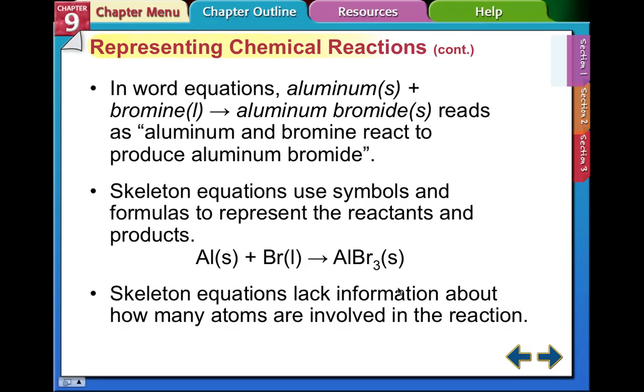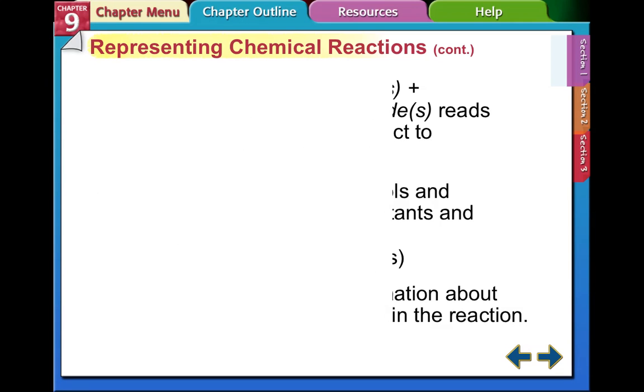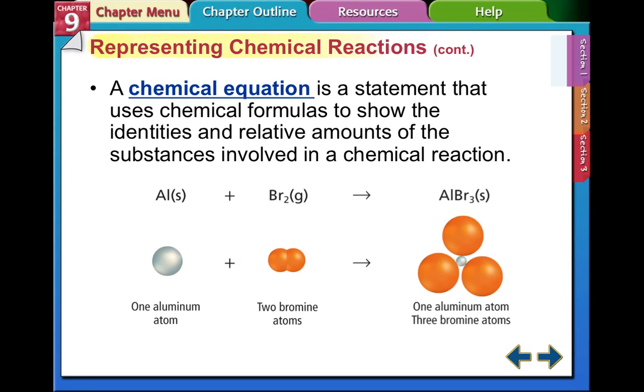Skeletal equations lack information about how many atoms are involved in the reaction. So now we have to learn how to balance the whole equation. A chemical equation is a statement that uses chemical formulas to show the identities and relative amounts of the substances involved in the chemical reaction. So let's look at this one again.